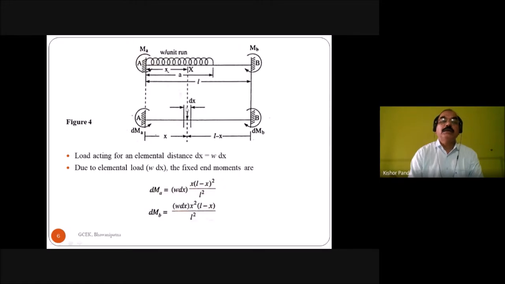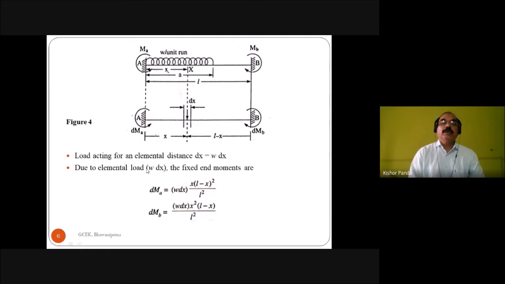Then what is the load acting on the elemental distance? You see, this is your x and this elemental distance is your dx. What is the load acting on the dx? The load acts W per unit run for the portion a, but on the dx portion the load is W into dx. Load acting for an elemental distance dx is equal to W dx.